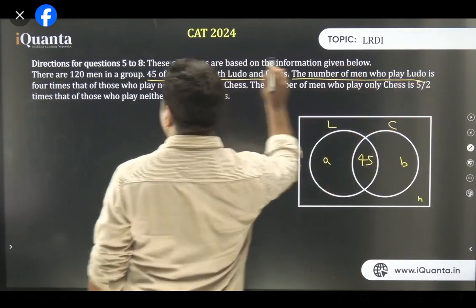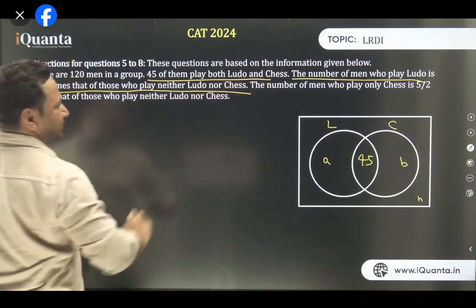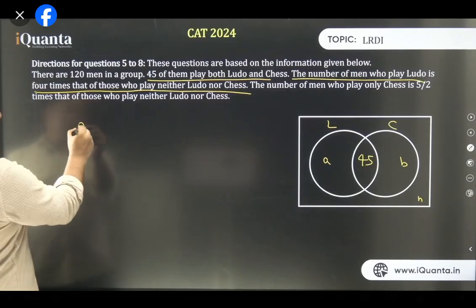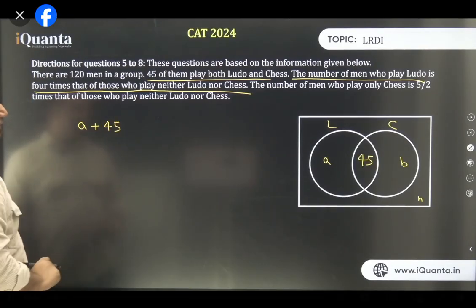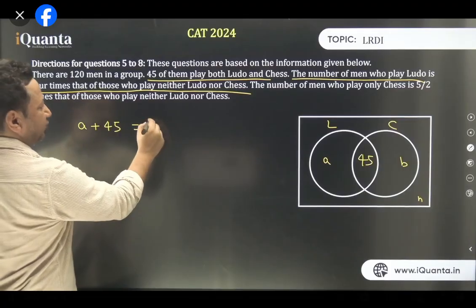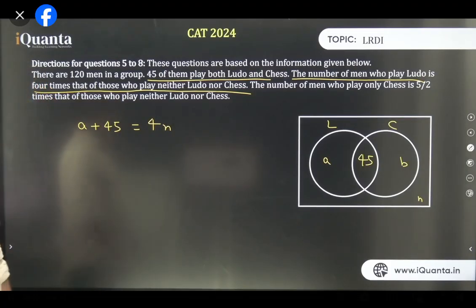The number of men who play Ludo is 4 times that of those who play neither Ludo nor chess. So how many are playing Ludo over here? A plus 45. Is that clear? These men are 4 times of those who are playing neither of them. That is 4n. Is this clear? Those who could not solve it, tell me. Now I am solving it. The first step is clear to all of you.